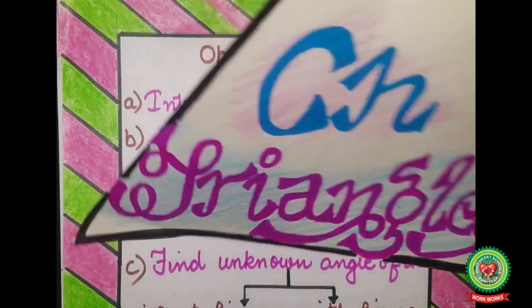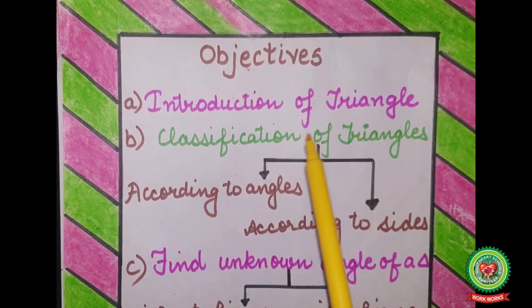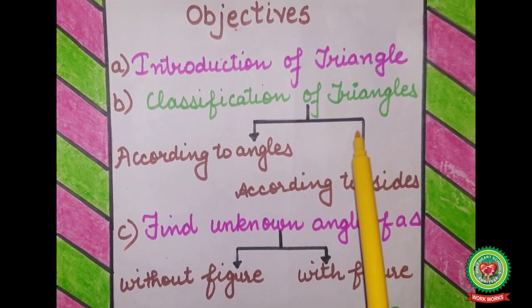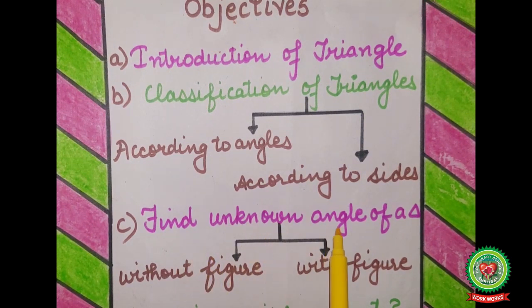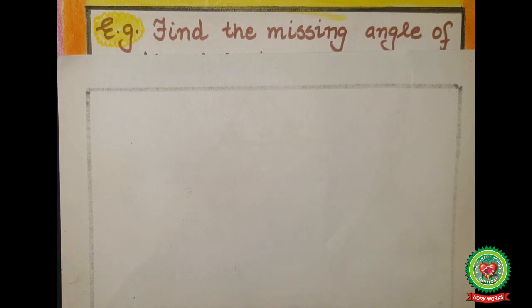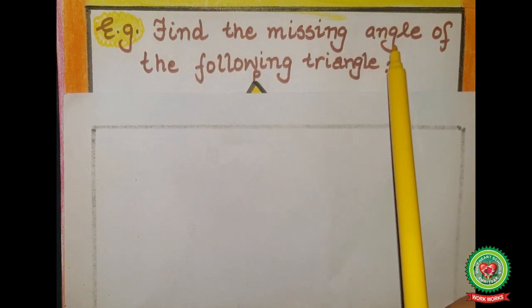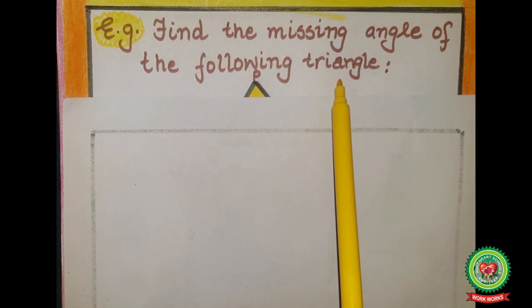Students, in chapter triangles, we have already done topic introduction of triangle, classification of triangles and find unknown angle of a triangle without figure. Today, I will discuss with you how to find unknown angle of a triangle with figure. To understand this topic, let's take some examples. Example number 1. Find the missing angle of the following triangle.